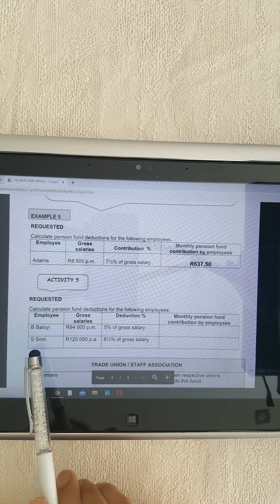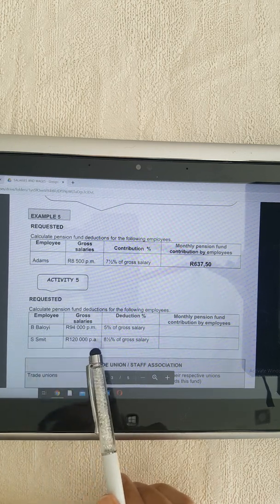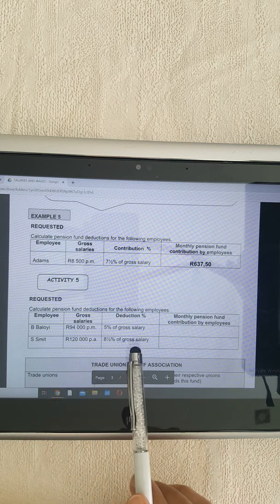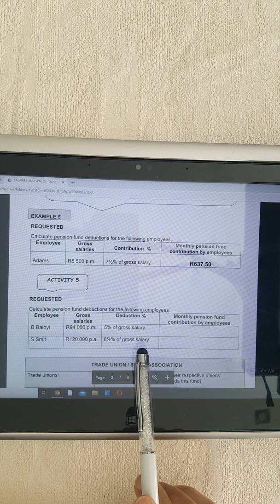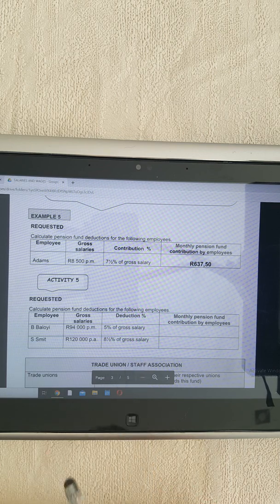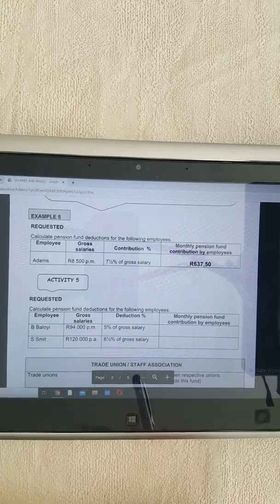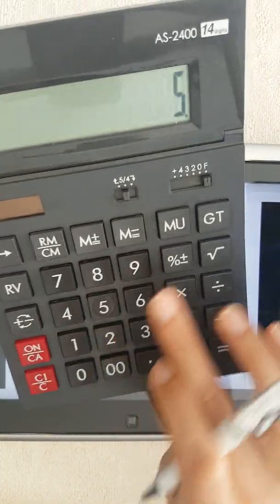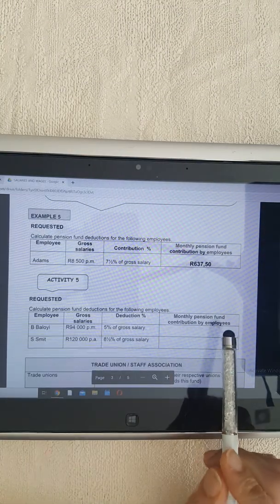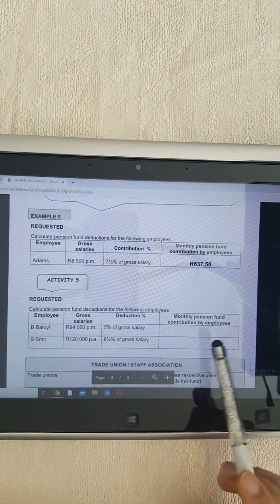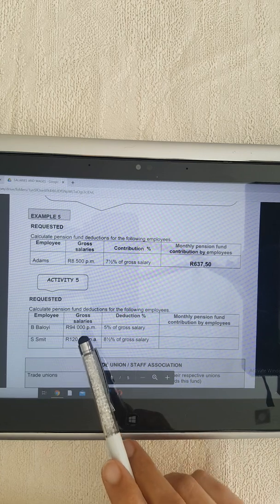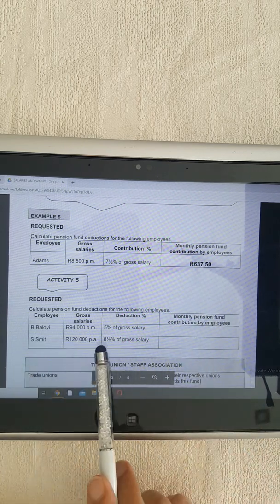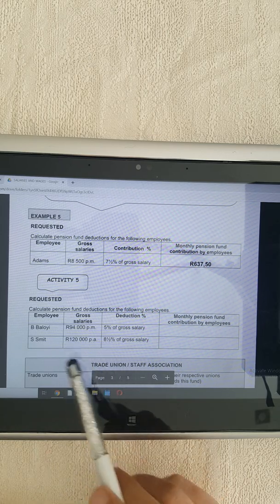So what do we have? Mr. B is earning 94,000 Rand per month, right? He has to deduct 5% of his gross salary. So per month he earns 94,000. 94,000 multiplied by 5% is 4,700 Rand. How much would he contribute every month? He's going to contribute, because his salary is so high, 4,700 Rands per month. Now S. Smith, remember there, that PA there, that's there to trick you.